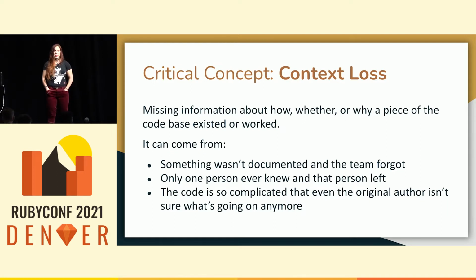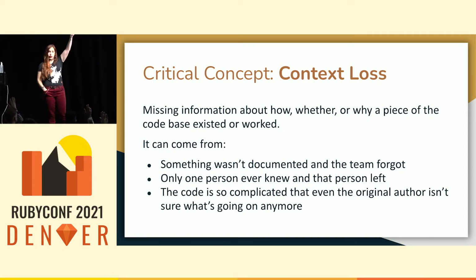That's context loss. It's missing information about how, whether, or why a piece of the code base existed or worked. It has very little to do with the quality or functionality of the code itself. It has everything to do with the way the context was shared or stored or broadcast, or not shared, stored, or broadcast among the remaining team members. You can get context loss for a number of things. For example, something wasn't documented and the team forgot. That's context loss. Only one person ever knew and that person left the company.